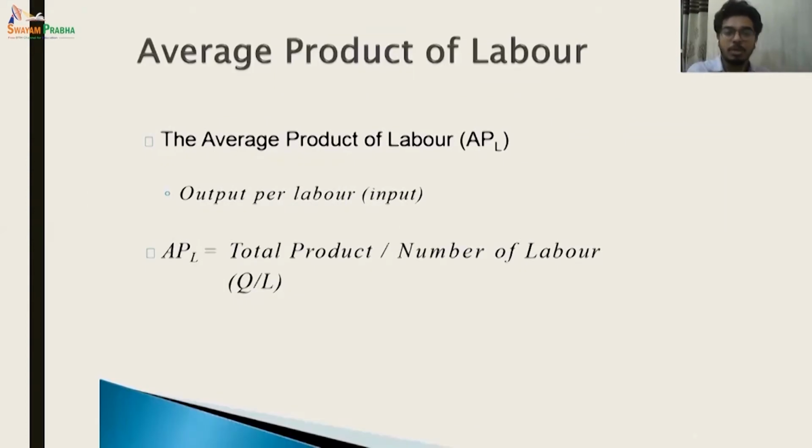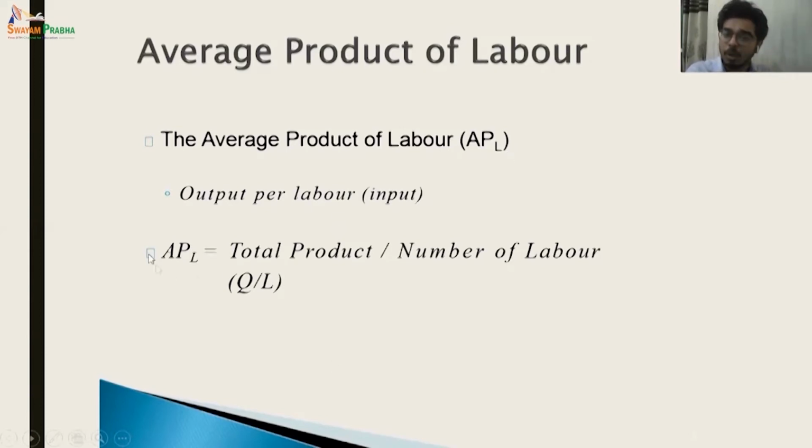What is average product of labor? The average product of labor is the output produced per unit of labor. Here you can also state the average product of capital, that is output per unit of capital. Here it is output per unit of labor. This is just taking an example. So average product of labor, and you see the labor is in the suffix, so APL. So output per labor, and it can be any input, output per capital. So over here I will write APK.